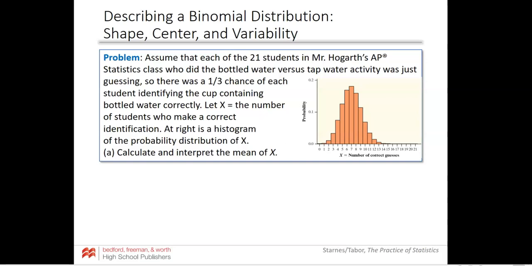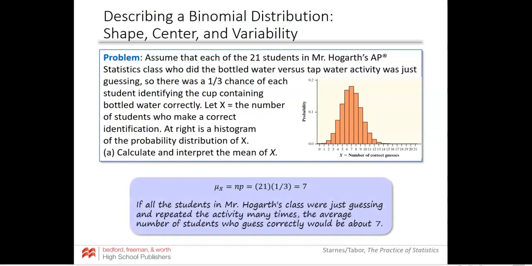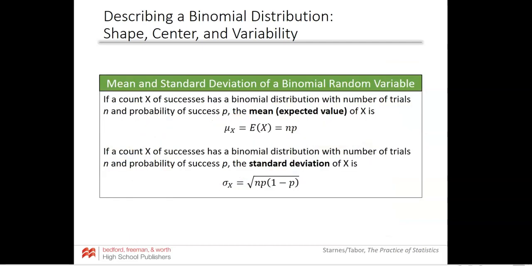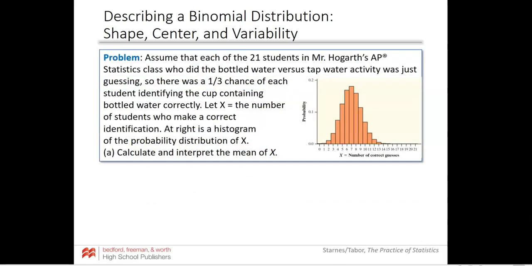Calculate and interpret the mean. Just looking at the graph, it's roughly symmetric, so the mean is probably somewhere around 7. Is there a way to calculate that? Well, 21 students, and it's 1/3. So the formula is, the mean is n times p. If you didn't catch that on the previous page, the mean, or the expected value, is n times p. So it's just a calculation.